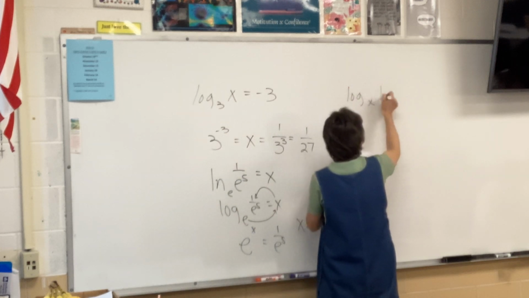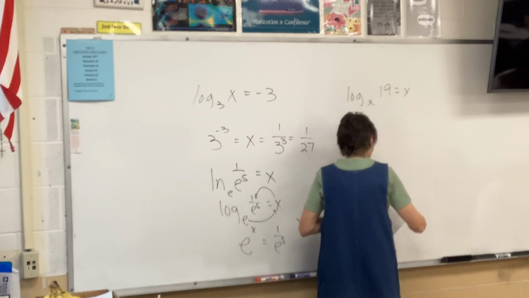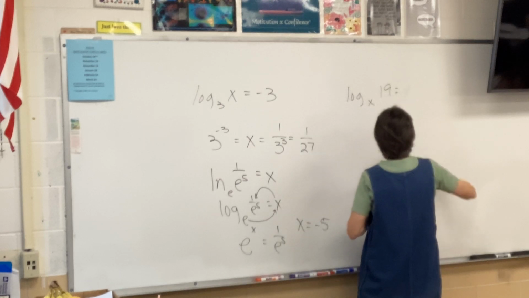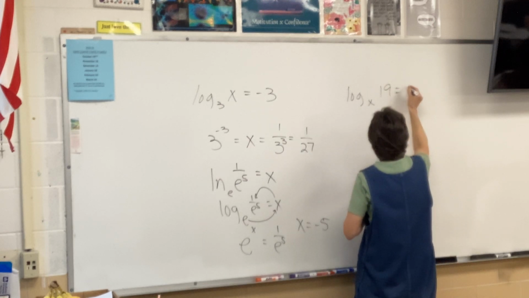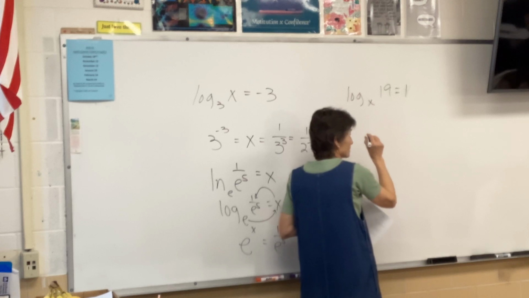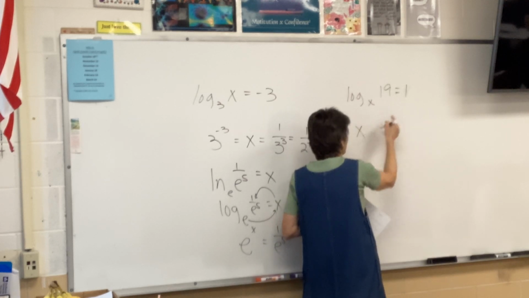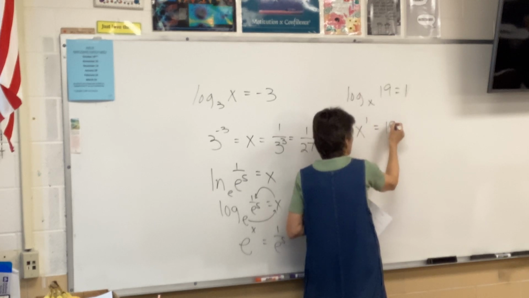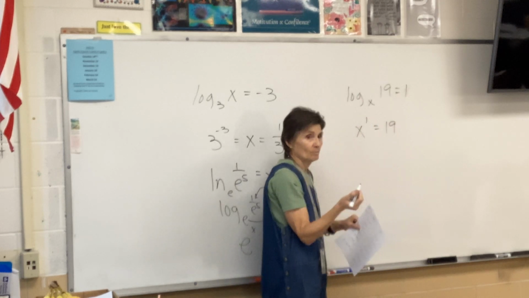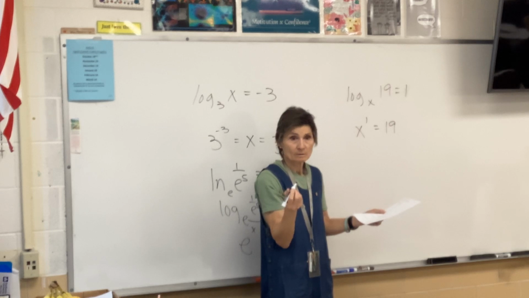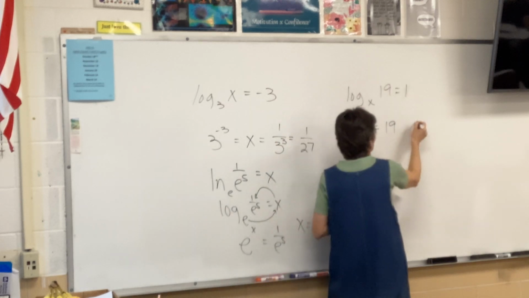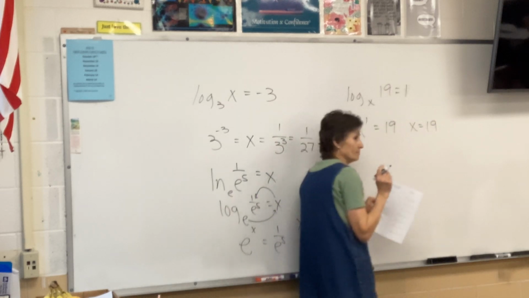Log base x of 19 equals 1. All right, so if I loop-de-loo this, what number do I start with? X to the 1st equals 19. Well, that's easy. What does that mean? X equals 19. Done.